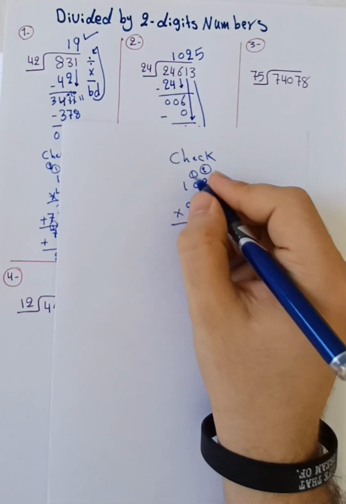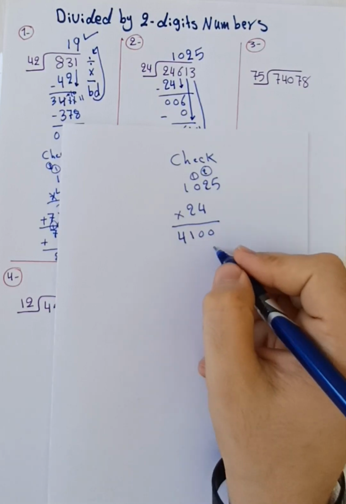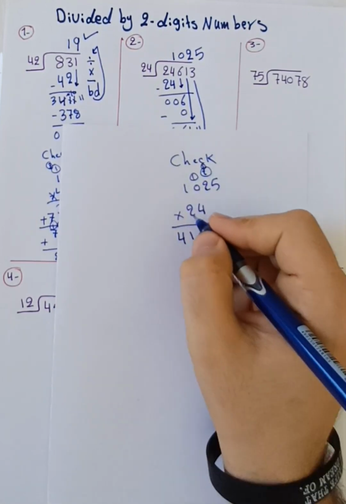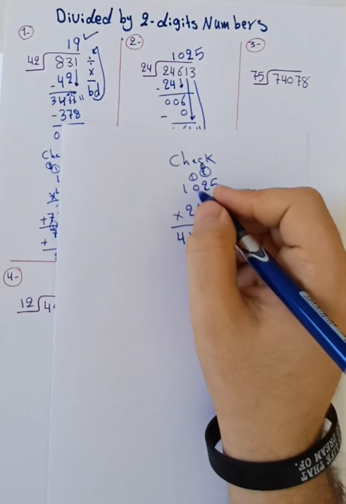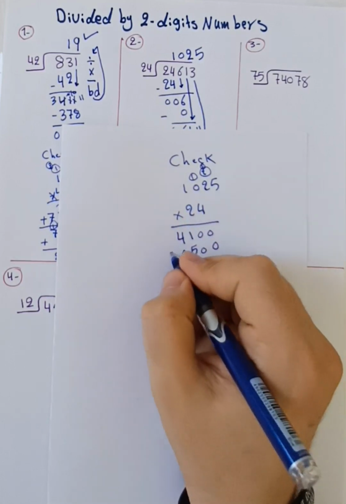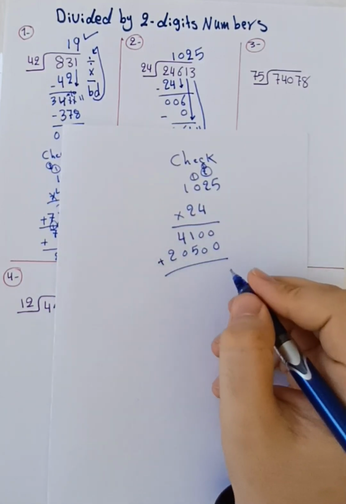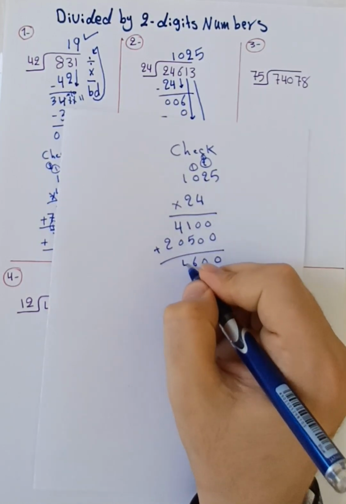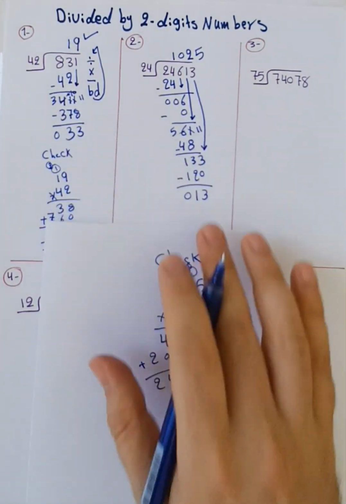4 times 0 is 0 plus 1 is 1. 4 times 1 equals 4. We have to write 0. 2 times 5 is 10. And 2 times 2 is 4 plus 1 is 5. 2 times 0 is 0. And 2 times 1 is 2. Now add: 0 plus 0, 0 plus 0, 1 plus 5 is 6, 4 plus 0 is 4, 2. And then we have to add the remainder.